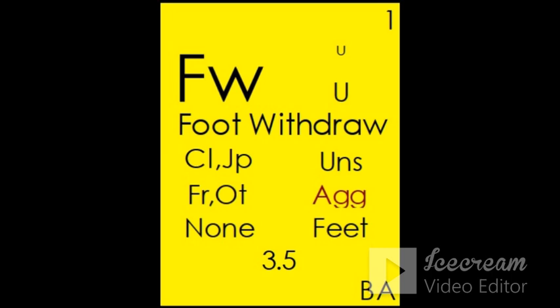Today, we're going to cover the element card Foot Withdraw, FW, Foxtrot Whiskey. As you can see, I've got it here for you right up at front. I'm going to put up a few different things, but one of the things I want to draw your attention to right off the bat is at the 9 o'clock position, so the left side of the card, about midpoint down, underneath where it says foot withdraw, are the abbreviations CL and JP.